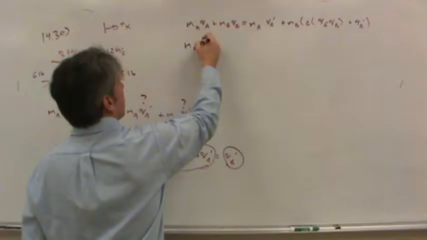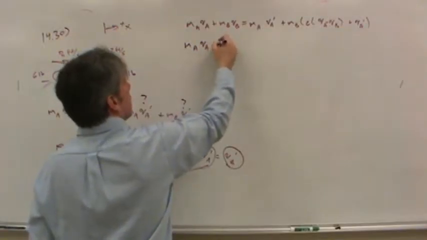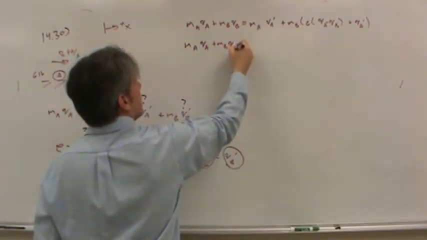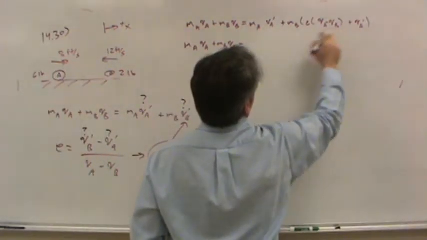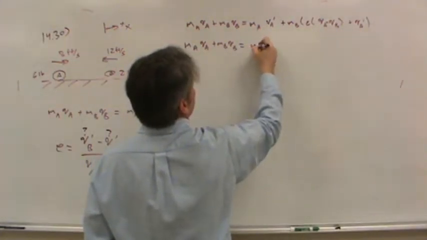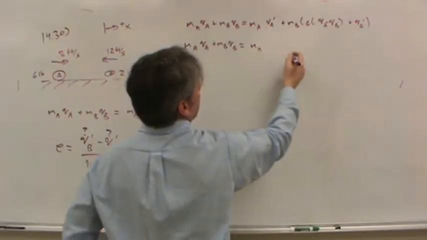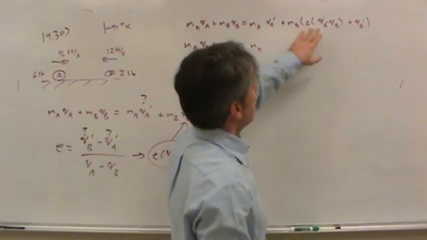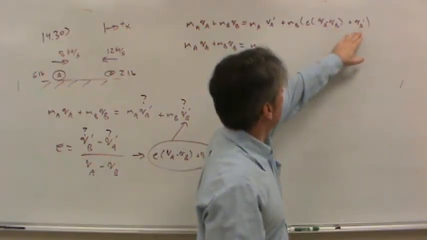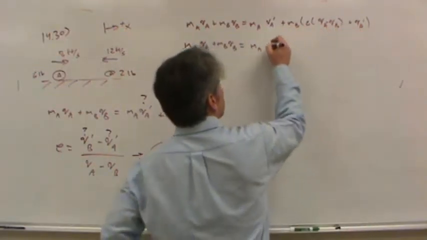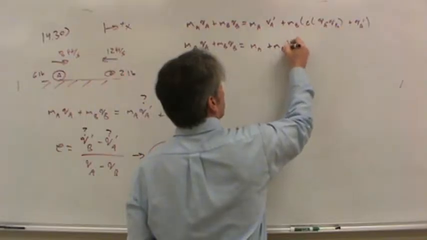I'll do that a little more slowly. mA VA plus mB VB equals, if we pull this out, what would we get? Let's see, we have mass of A. Now, understand this mass of B is multiplied by these two terms independently. So VA prime, when we pull it out, we just get mass of B.